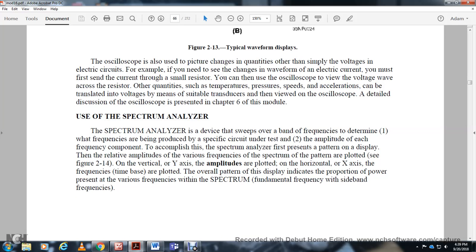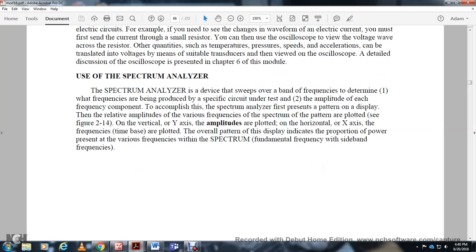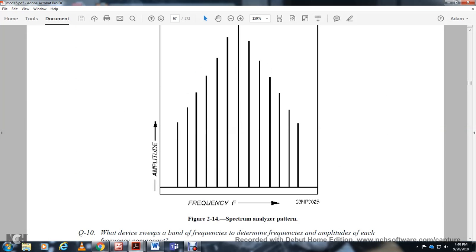Alright, use of the spectrum analyzer. The spectrum analyzer is a device that sweeps a band of frequencies, determining the frequencies produced by the specific circuit under test along with the amplitude of each frequency. The spectrum analyzer represents the pattern of the display of the relative amplitude of the various frequencies. The spectrum pattern is plotted as in figure 2-14, with the vertical y axis showing amplitude and the horizontal x axis showing frequency. The overall pattern of the display indicates the portion of power at the various frequencies of the spectrum, the fundamental frequency and sideband frequencies. This shows the amplitude of frequencies in the spectrum analyzer pattern.